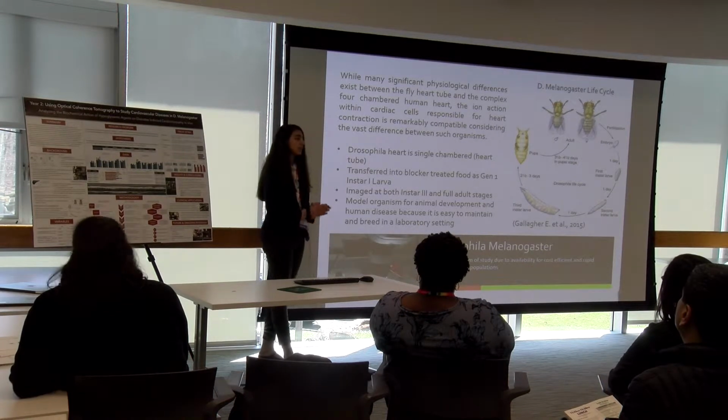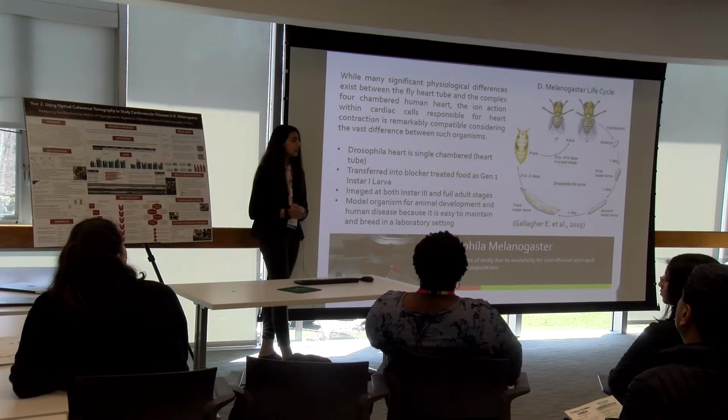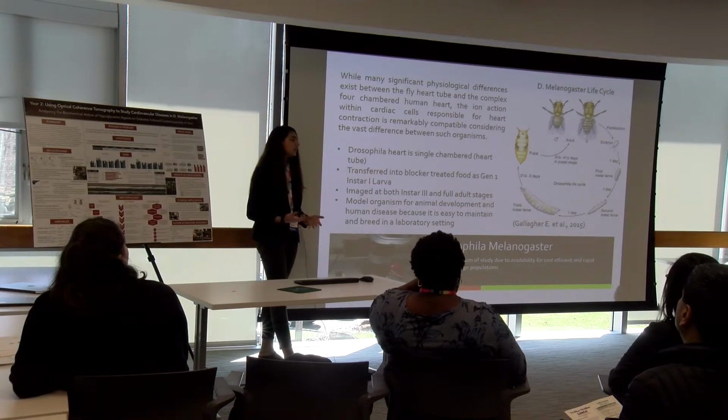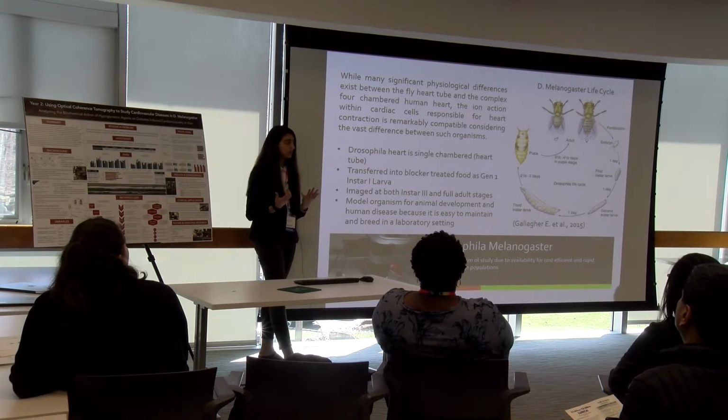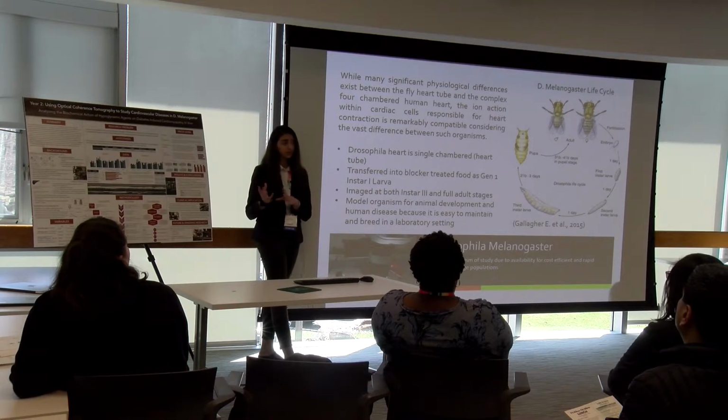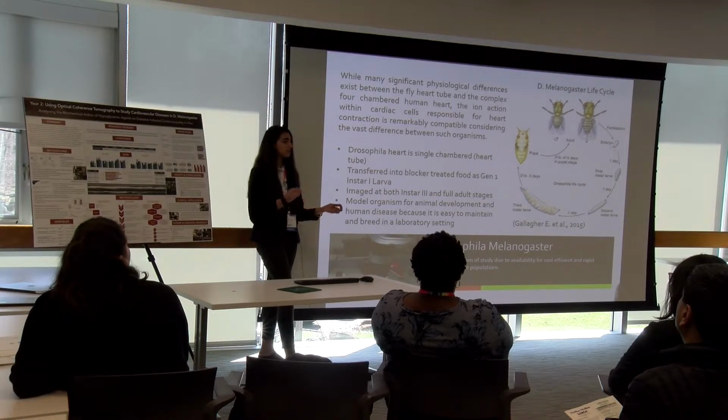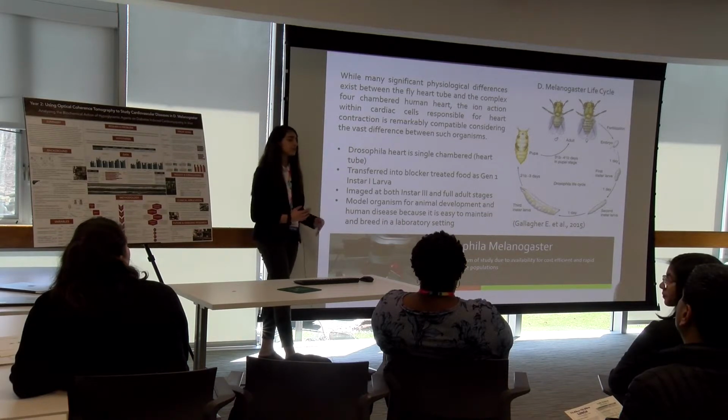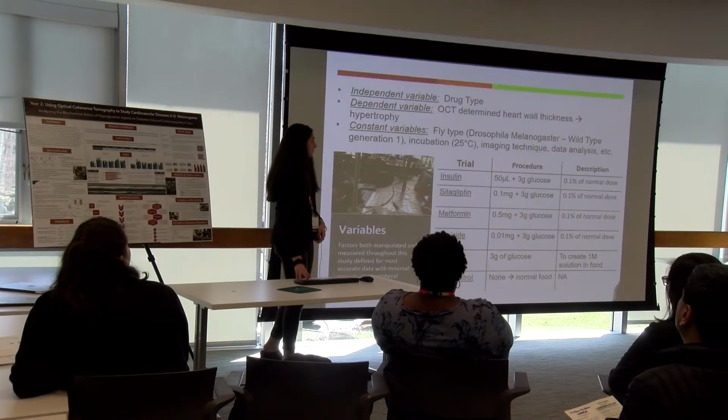So Drosophila melanogaster were the model organisms for this study, also known as the common fruit fly. They were used because they can be tested in large populations in a relatively short time period, and although they do have a single-chambered heart and humans have a 4-chambered heart, despite this physiological disparity, the electrophysiology and voltage-gated ion channels of the heart wall are remarkably similar. So the mechanisms by which the heart contracts can be compatible for drug testing.